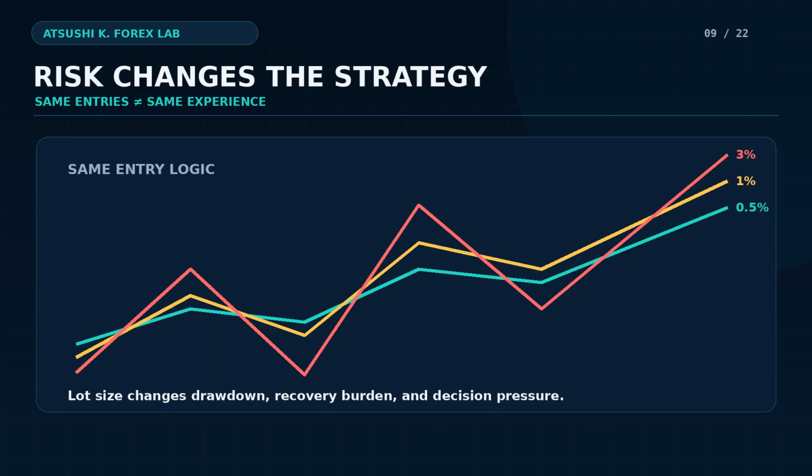Traders sometimes treat lot size as separate from strategy quality. In practice, risk changes the strategy experience. The same entries and exits can produce a tolerable drawdown at one size and an account-threatening drawdown at another. Higher risk also changes behavior. A normal losing streak feels abnormal, the temptation to stop grows, and the next trade becomes emotionally heavier. This is why a backtest made with 0.01 lots does not prove that a much larger live lot is suitable. The logic may be unchanged, but the account path and decision pressure are not.